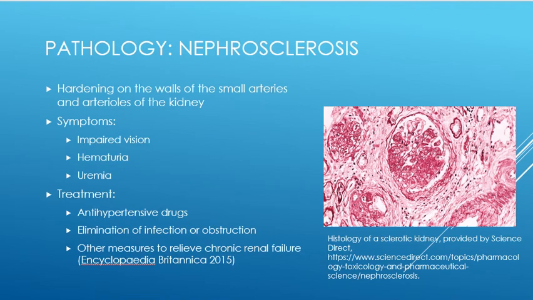Another source of pathology that we found in our cadaver was nephrosclerosis, which is defined as hardening of the walls of the small arteries and arterioles of the kidney. Some symptoms typically seen with nephrosclerosis include impaired vision, hematuria, which is the presence of blood in the urine, and uremia, which is the presence of excessive urea in the blood. Some treatments typically found are antihypertensive drugs to lower the blood pressure, elimination of the infection or obstruction that may be contributing to the pathology, or other measures to relieve chronic renal failure.